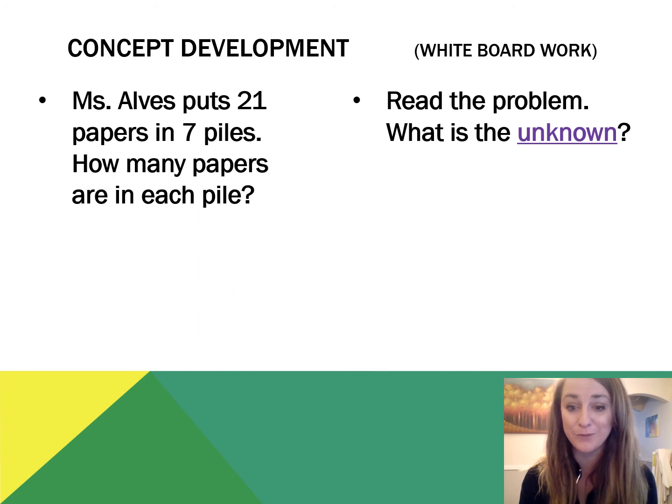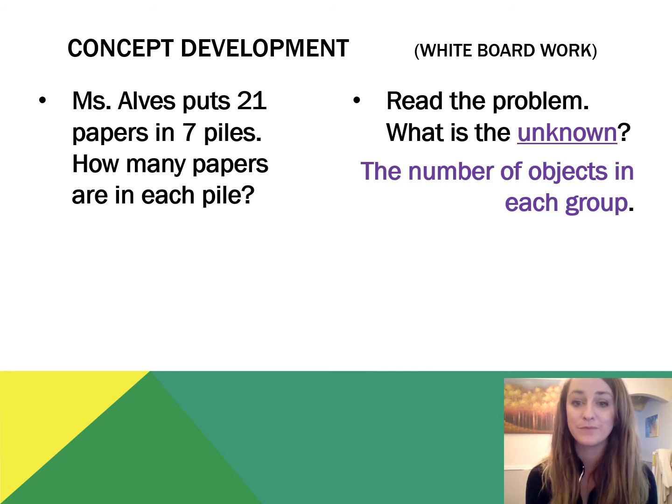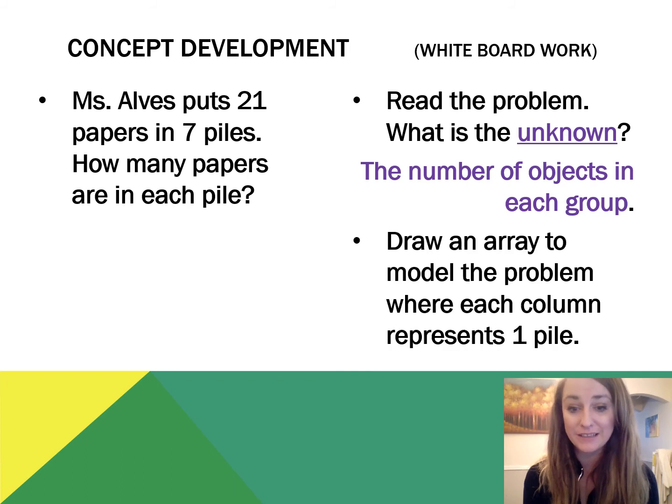Let's do some whiteboard work with a new problem. Mrs. Alves puts 21 papers in 7 piles. How many papers are in each pile? What is unknown? Think of groups, size of each, and total. What we don't know is the number of objects in each group. 21 is our total, and 7 is our piles. We don't know how many papers are in each. Notice in the question it says each, and that's one of the hints that will tell me what it is.